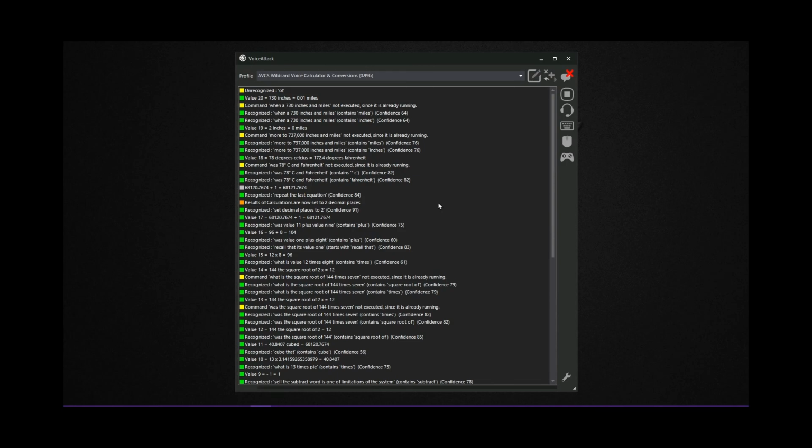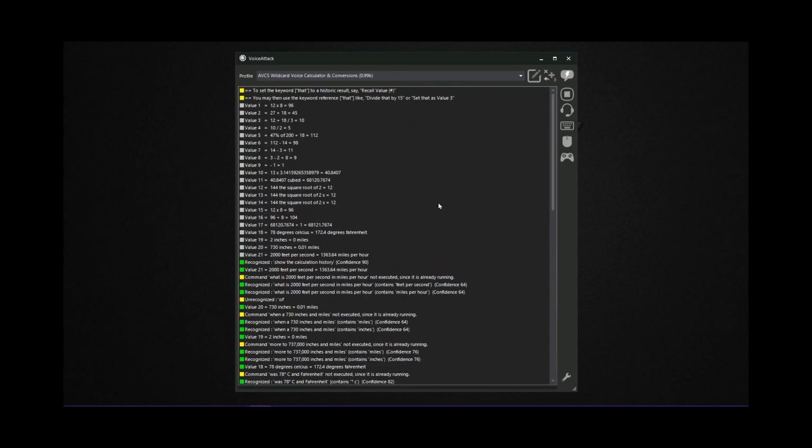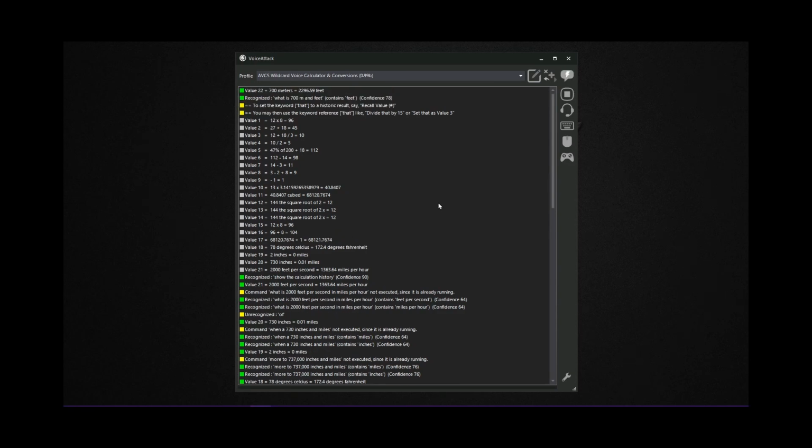What is 2,000 feet per second in miles per hour? 1,363.64. Show the calculation history. Done. Not bad. What is 700 meters in feet? 2,296.59. What is value 3?